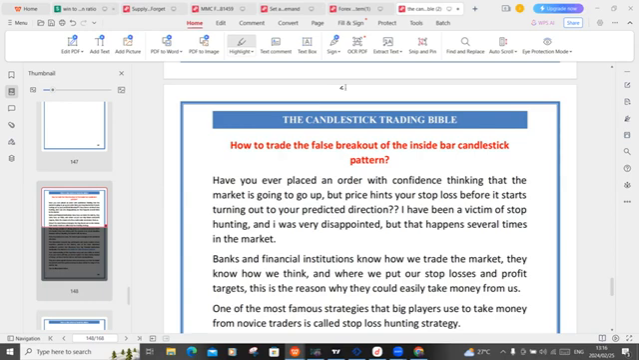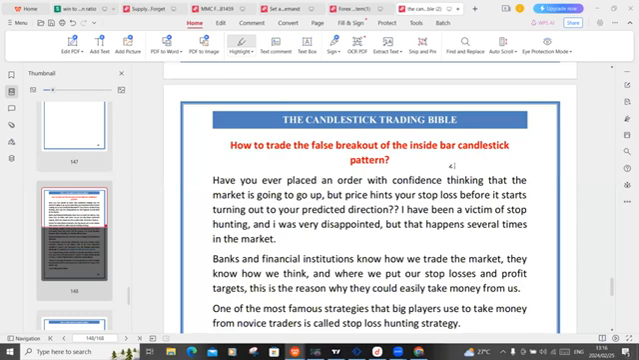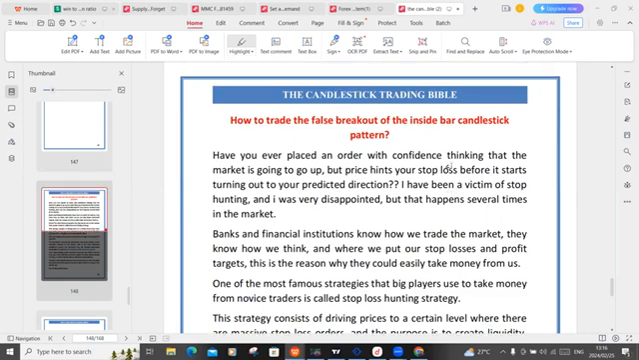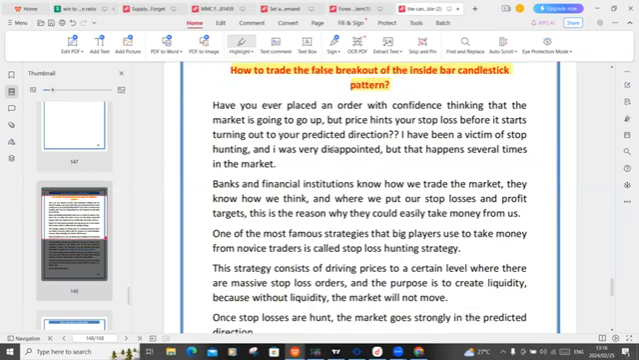All right, we're going to resume. Last time we finished on page 147. We are going to resume from page 148. So, without wasting much time, I'm just going to get into it. How to trade the false breakout of the inside bar candlestick pattern.